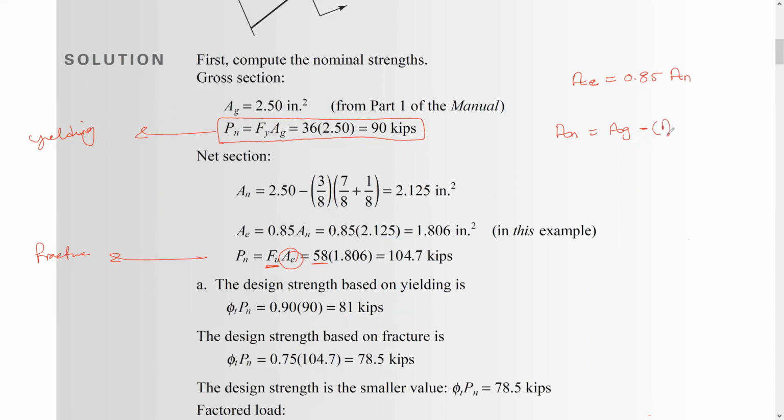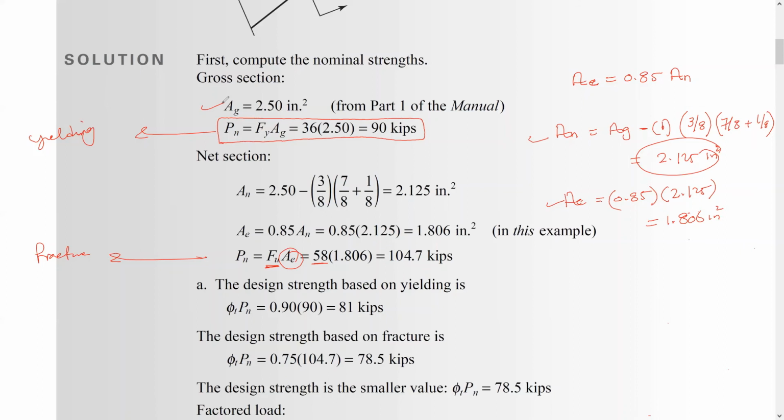It's 1 times the thickness, which for this one is 3/8, times the diameter for the hole, which is 7/8, the diameter for the bolt, plus 1/8. So in this case, the net area is equal to 2.125 inch squared. So the effective net area is going to be 0.85 times this much, which is 2.125, and this one is equal to 1.806 inch squared.